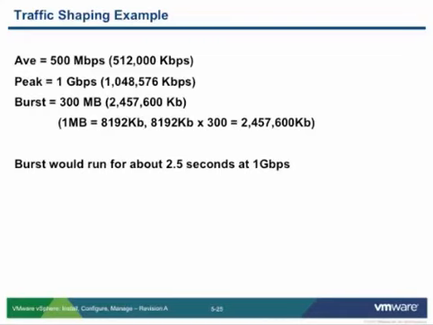Let's say that we set the average bandwidth to be 500 megabits per second, and we set our peak to 1 gigabit per second. So on an average basis, this machine is only going to be allowed to use 500 megabits per second. Now, if it needs to burst and use more because maybe there's a large file transfer or something occurring, then we'll say, okay, you know what? Go ahead, you can use up to 1 gigabit per second.